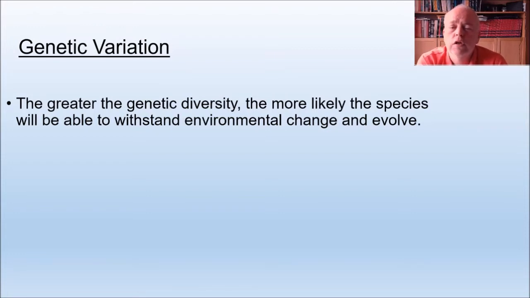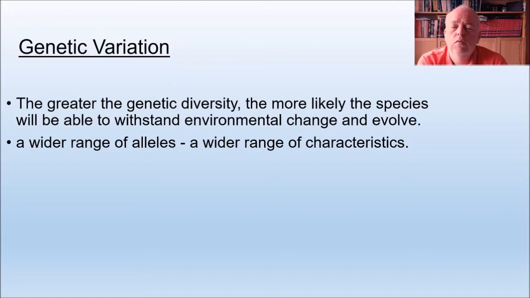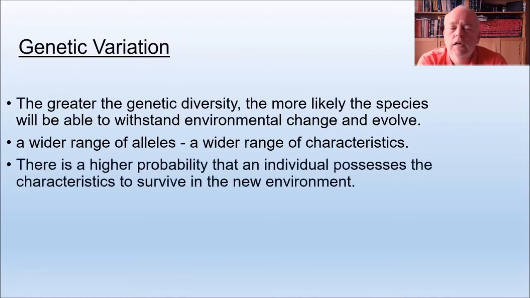A wider range of alleles leads to a wider range of characteristics, and therefore there's a higher probability that any individual within that population would possess the appropriate characteristics to survive in that new environment as the environmental change develops. So it's really important that populations do have genetic variation to withstand the impact of environmental change. So where does the variation come from? Go back and think about some principles we've already addressed at the start of this particular YouTube video clip.